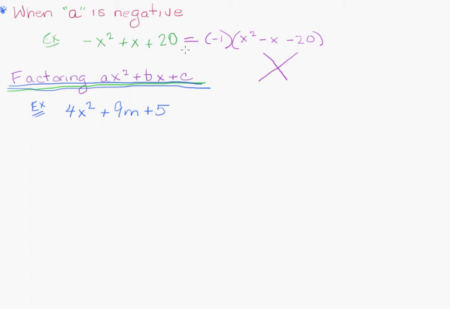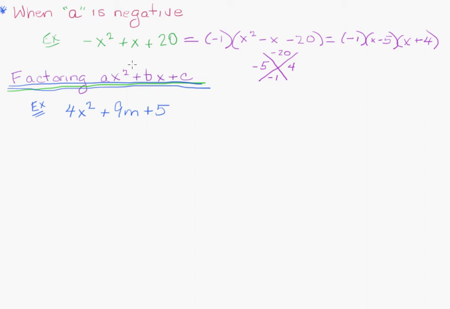I'm going to make a cross. I'm going to put a -20 up here and a -1 down here. So I'm guessing that it must be -5 and +4 that multiply to -20 and add to -1. So now I know that this quadratic fully factored has a -1 in front, which is multiplying, times x minus 5 times x plus 4. Okay, so we're going to keep that negative rule in mind when we're factoring.